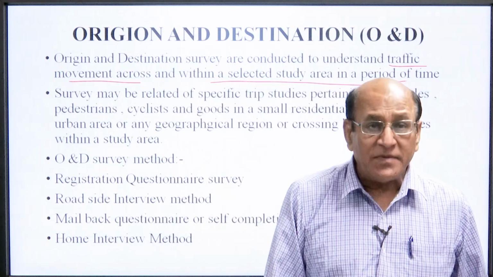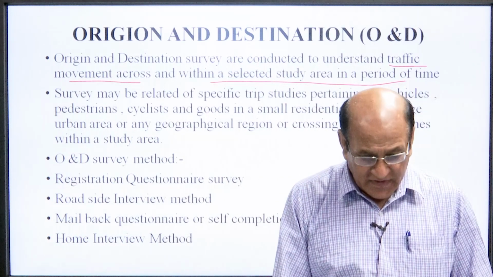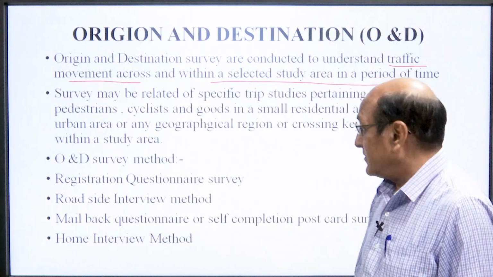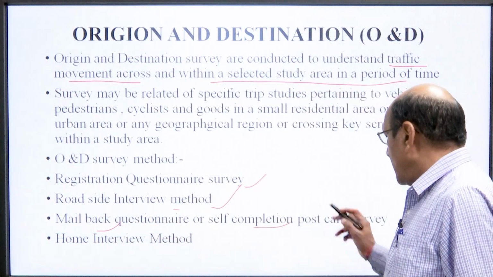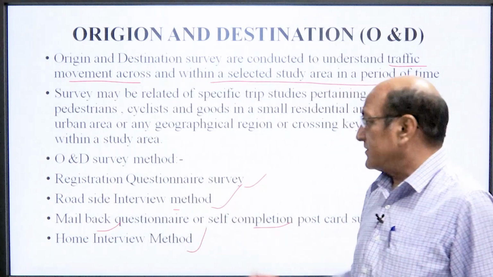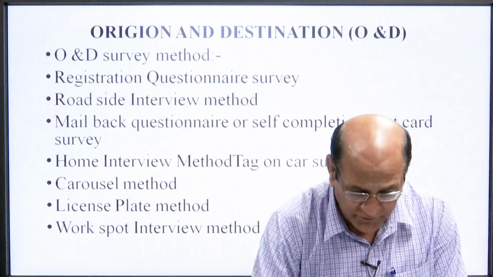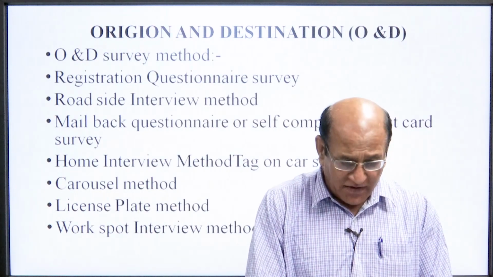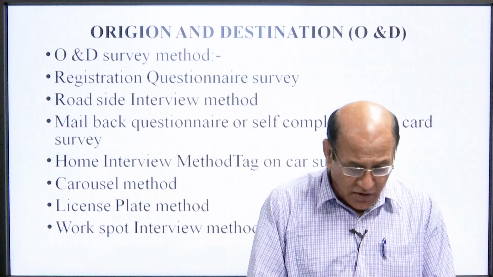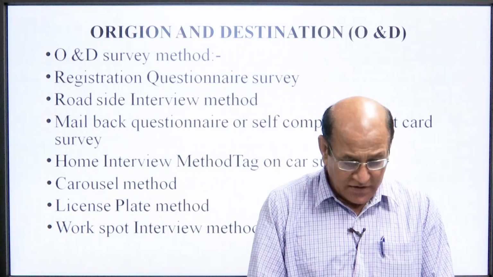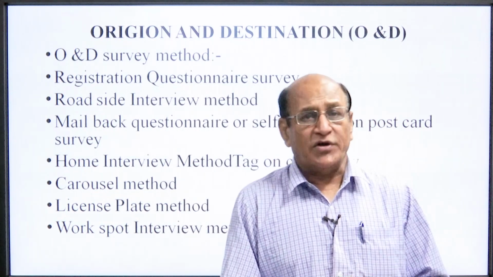So, the origin and destination survey could be conducted in these ways: registration questionnaire survey, roadside interview method, mail back questionnaire or self completion postcard survey, home interview method, tag on car survey, car sole method, license plate method, and work spot interview methods. So, these are the different ways to conduct the origin and destination survey.